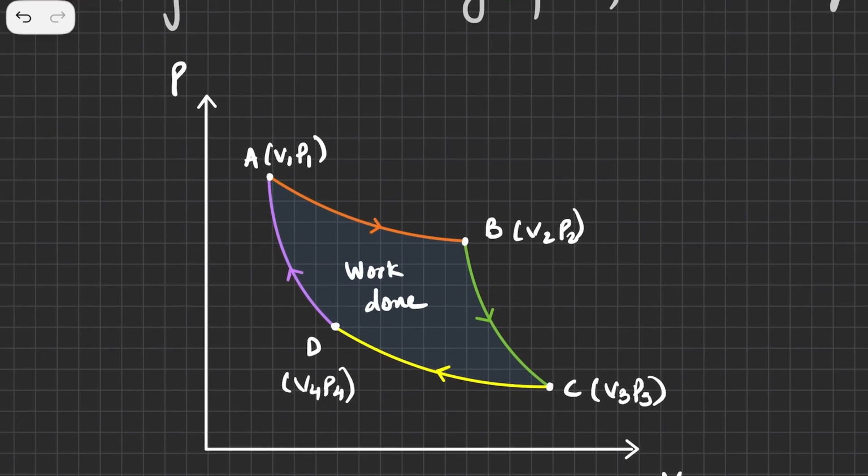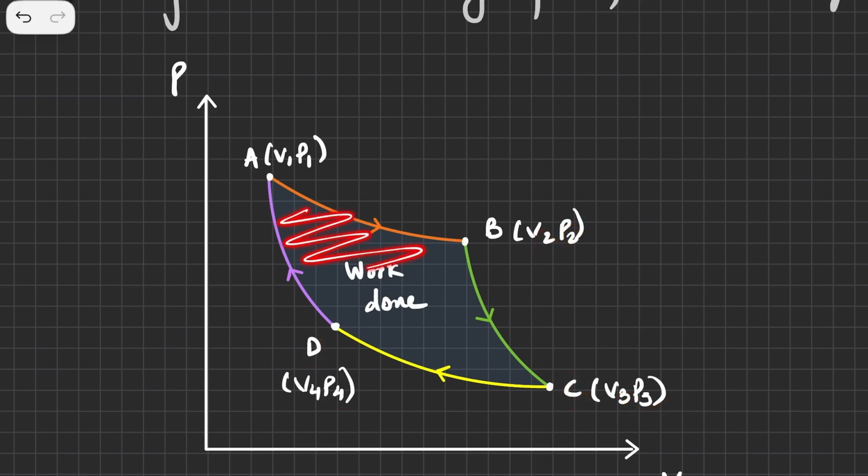As you can see on the screen, just focus on where my lasers are pointing. So P is pressure on the y-axis, and V is volume on the x-axis. Let's say A is my initial point. I'll start with A, where the volume is V1 and pressure P1, and the process goes to B, then to C, then to D: V2, P2, V3, P3, V4, P4. So these are the volume and pressure values at different processes.